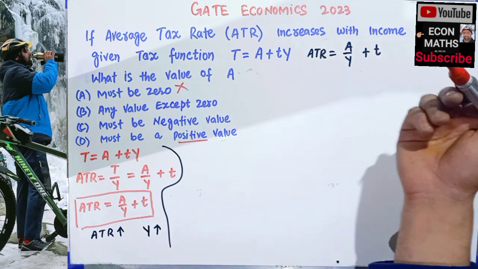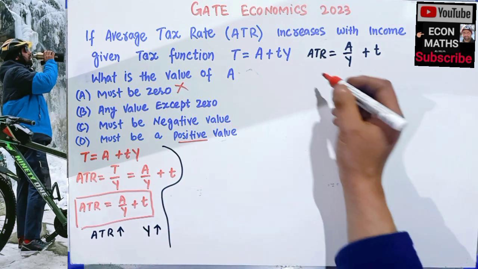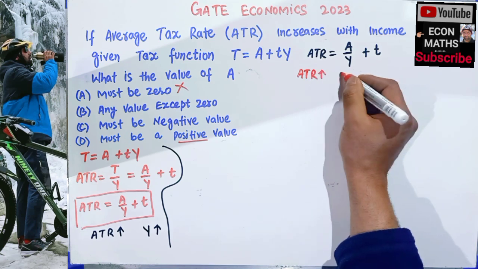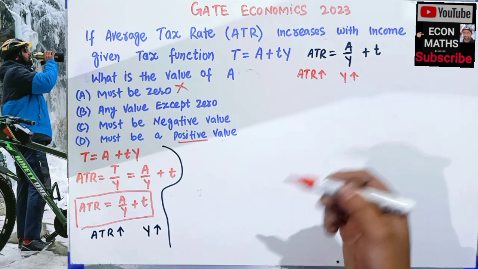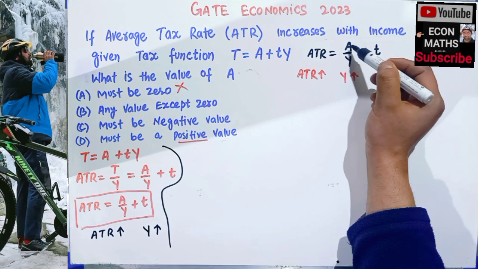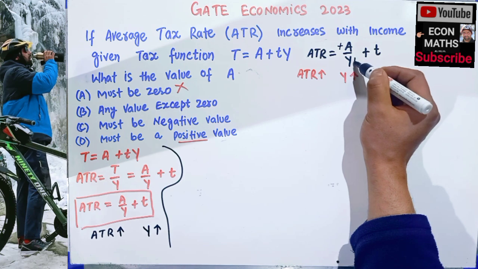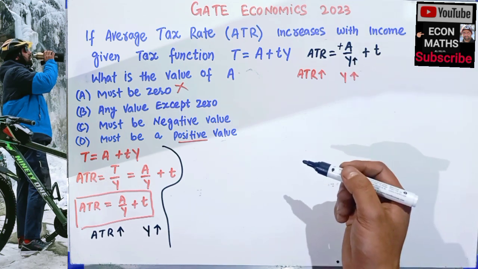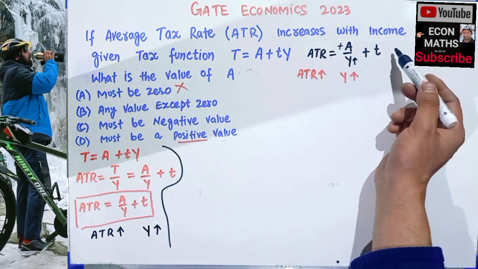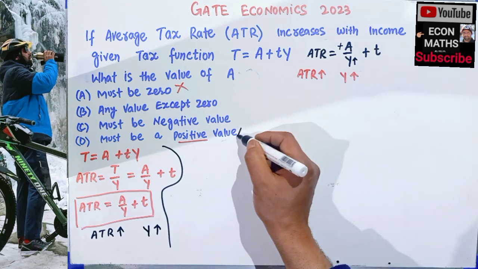If ATR should increase when income increases, if this relation is to be maintained, and if we assume that the value of a is positive, then what happens if income increases here? If income increases, then average tax rate will decrease. So we will get a negative relationship here, so it cannot be positive.